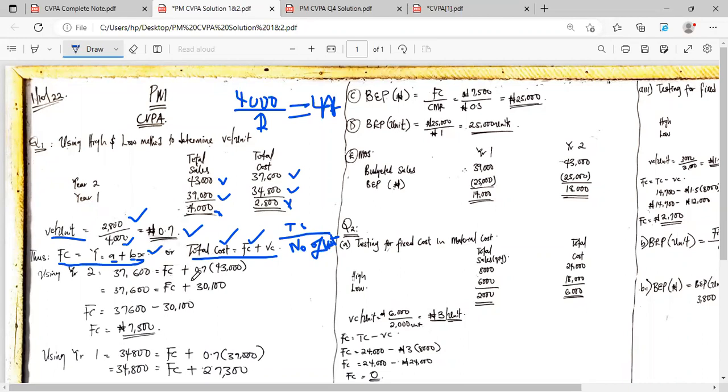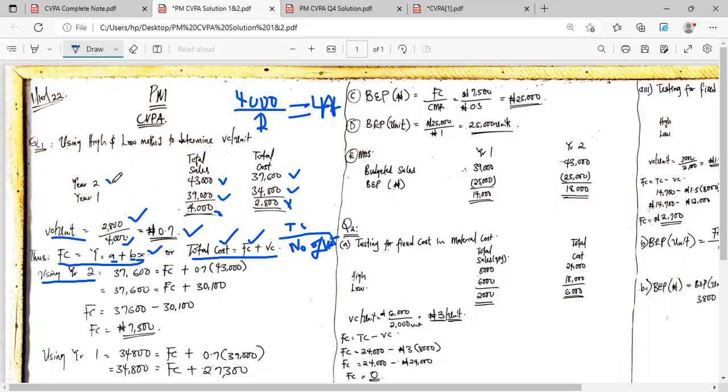Anyone you use, you get the same answer. Now, what are we going to do? We are going to pick this formula and begin to pick figures from our workings and slot it into this formula. In this case, I'm using year 2 as my proving. I'm going to use year 2 data.